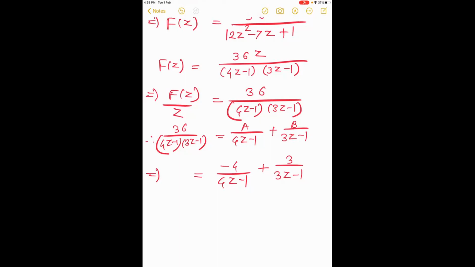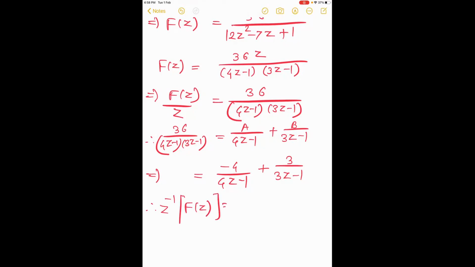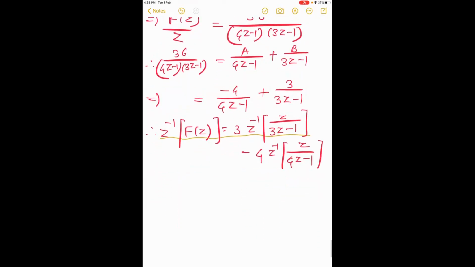So it is minus 4 upon 4z minus 1 plus 3 upon 3z minus 1. So please verify the answers for A and B, and therefore the inverse transform of F of z means, this 4 you can keep outside, or I can keep the first term positive. So 3 into the inverse transform of z upon 3z minus 1 and minus 4 into the inverse transform of z upon 4z minus 1. Okay, as the terms are containing 3 with this denominator z term and 4 here, so that is looking odd to give me the original sequence.